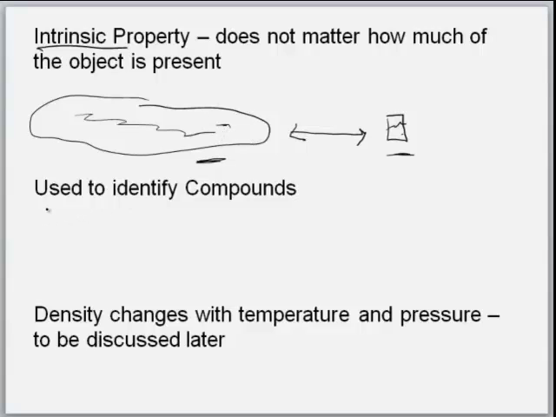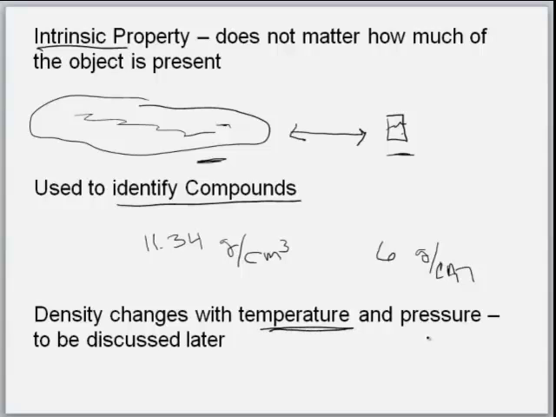This is important because we can use intrinsic properties of compounds to identify the compounds. So oftentimes in the lab you will use the density to identify what type of object it is. For example, if iron has a density of 11.34 grams per cubic centimeter, and you find the density to be 6 grams per cubic centimeter of an unknown compound, then clearly you do not have iron. We say density changes as temperature and pressure change, but we will discuss that a little bit later.